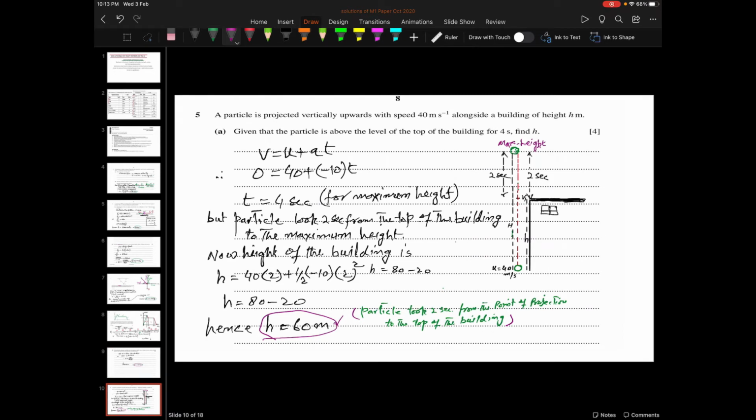Question number 5. A particle is projected vertically upward with speed 40 meters per second alongside a building of height h meters. A part. Given that the particle is above the level of the top of the building for 4 seconds, find h, the height of the building.